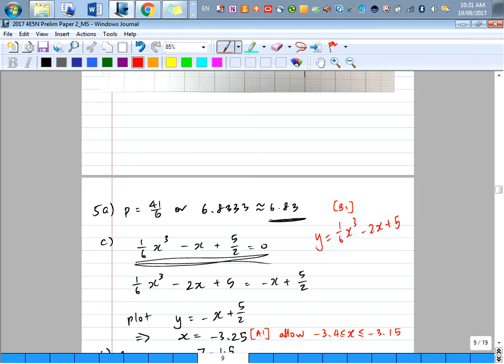You get the marks for error carried forward. You don't get full marks though. It depends on how the marks are allocated.